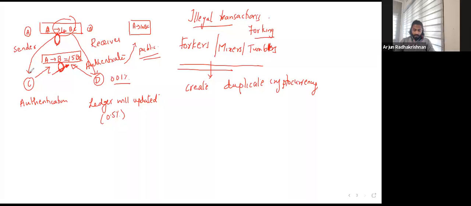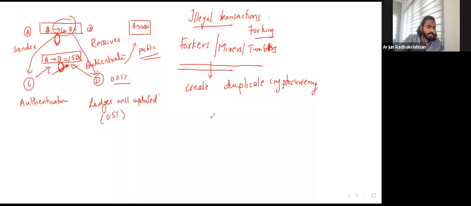The illegal transaction can be stopped by changing the private key, which will collapse the block. All right, so this is how you stop an illegal transaction.